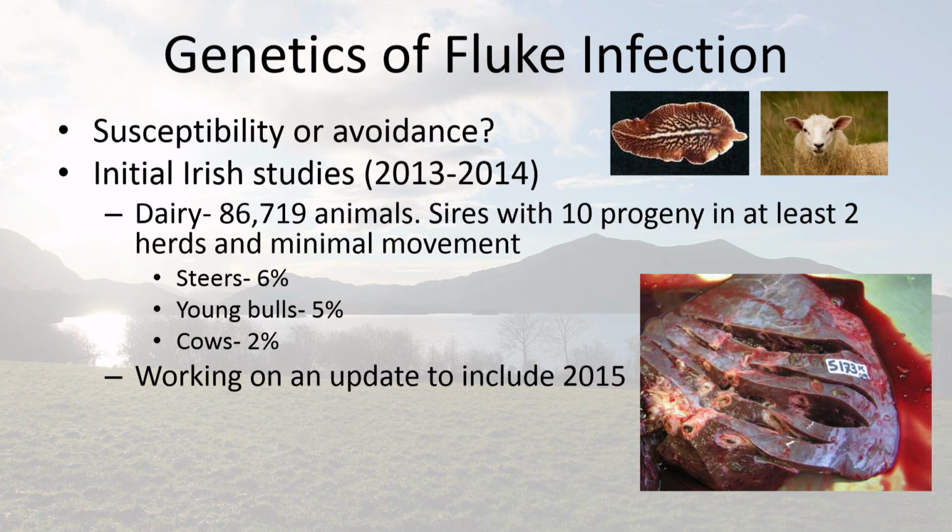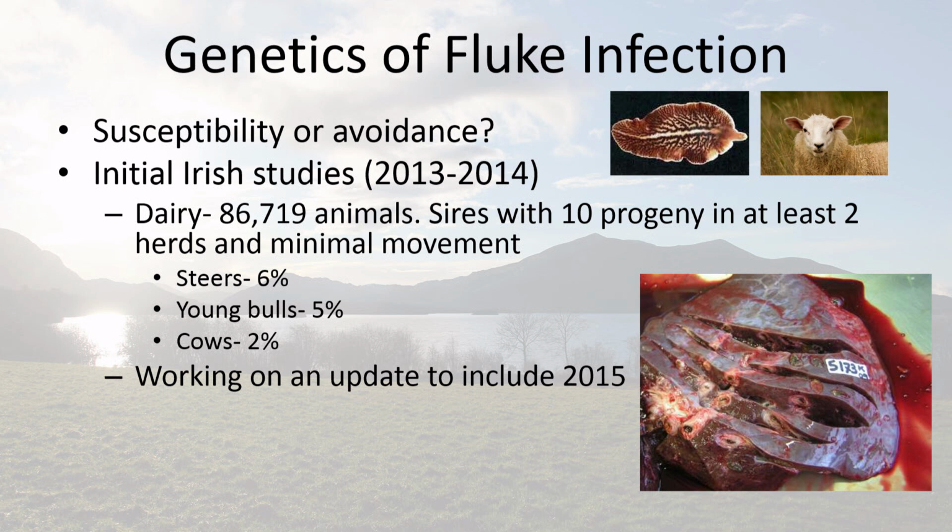We did an initial study in Ireland looking at 76,000 animals. The idea was to do these contemporary groups, with sires using pedigree data. We found sires with at least 10 progeny in at least 2 herds, and also minimal movement, meaning they were homebred: they were born on that farm, they lived on that farm, they were sent to the abattoir from that farm. And what we found is we had a 6% heritability for liver fluke infection for steers.